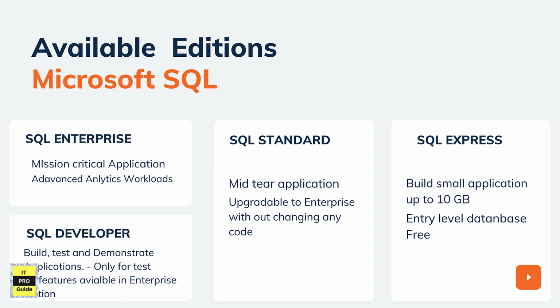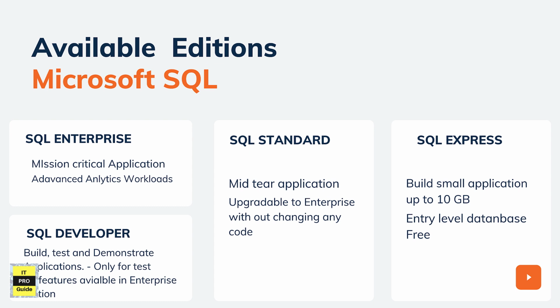Now let us see what are the available editions in Microsoft SQL. Enterprise, Developer, Standard, and Express are the editions available for Microsoft SQL database. So SQL Enterprise and Developer provide a full feature set that fits critical business applications that need high availability, higher performance, and scalability. The difference between the Enterprise edition and the Developer edition is that the Developer edition is free. You can download it, but you can use it only for testing purposes, and there is no charge for this.